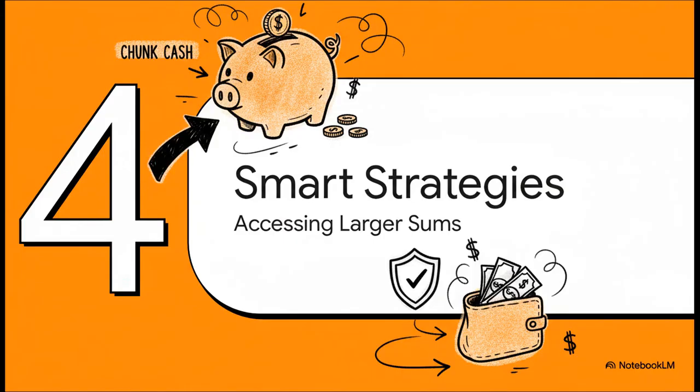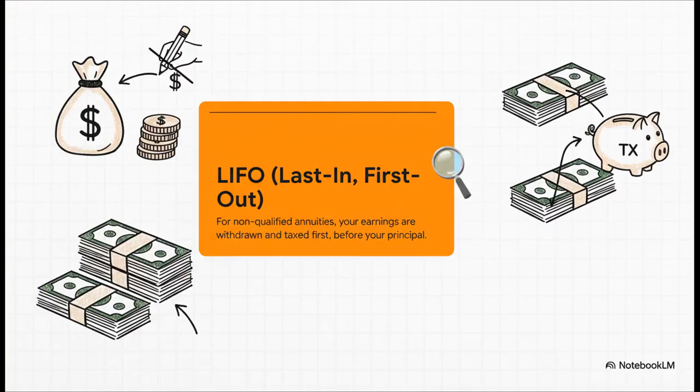All right, time for our final section. We've covered the fundamentals, but now I want to give you a real pro move, an actionable tip for getting a larger amount of cash out of your annuity without getting hammered by fees. But first, you gotta understand a quick tax rule called LIFO.